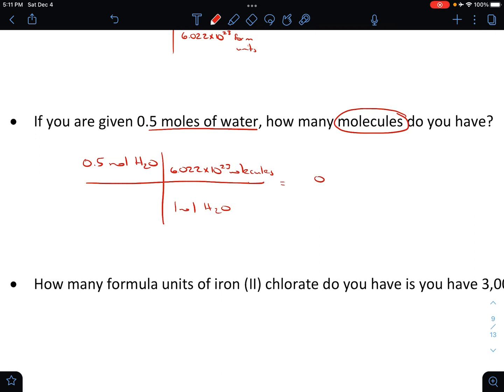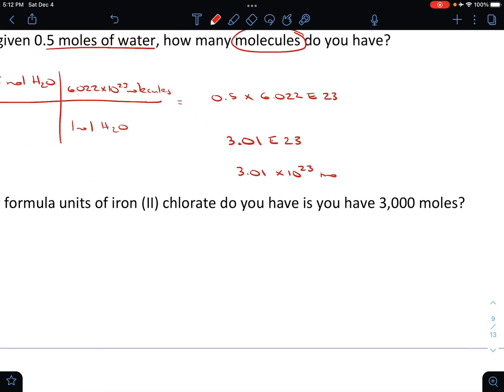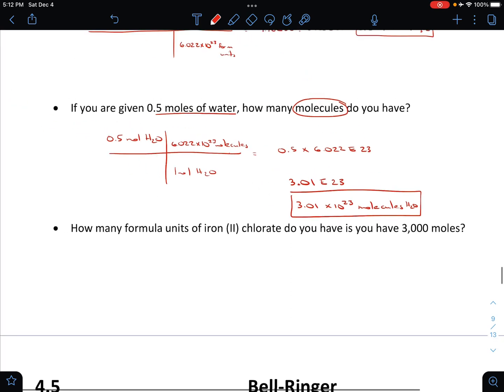Type in 0.5 and then multiply by 6.022 E23. All right, this one we are going to have an exponent, which makes sense since we are multiplying by an exponent, and we're going to get 3.01. And you can even say e to the 23rd. I'm okay with that. But we should say 3.01 times 10 to the 23rd, and this is molecules because we are dealing with a covalent compound. Okay. And there we have it. If you want to put H2O on there, you are welcome to, but it is up to you.